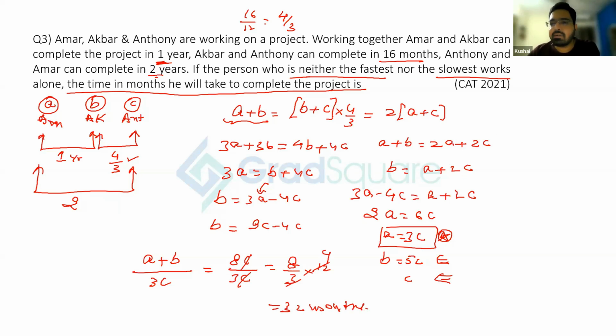But I do concede, if you're sitting back at home, try and do it with 12, 16, and 24. That makes more sense. You can take the LCM as the total unit of work and try to do the question.